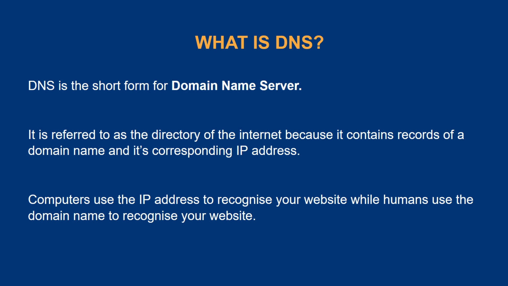Computers make use of the IP address to recognize your website, while humans make use of the domain name to recognize your website. The IP address of your website is a number form, and it's impossible for you to remember all the IP addresses of all the websites you visit. So that is why it is for computers. And for humans like you and I, we use the domain name.